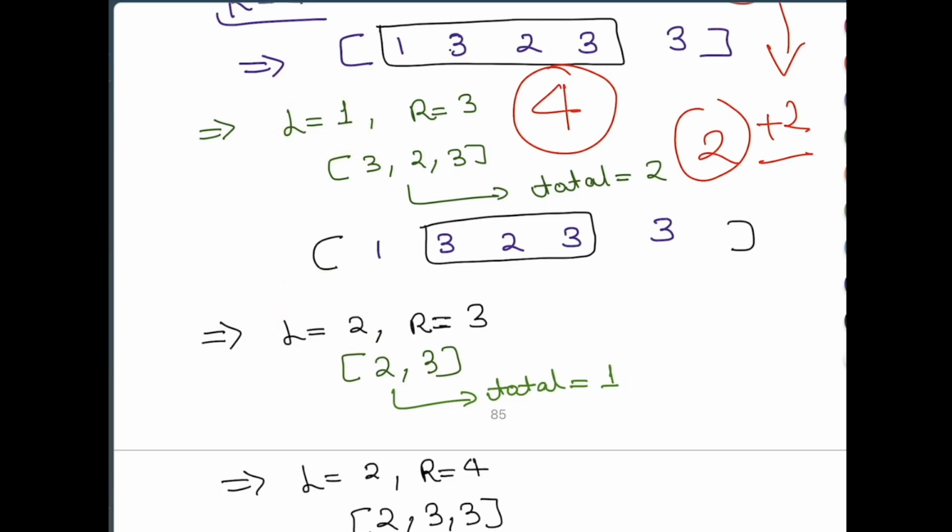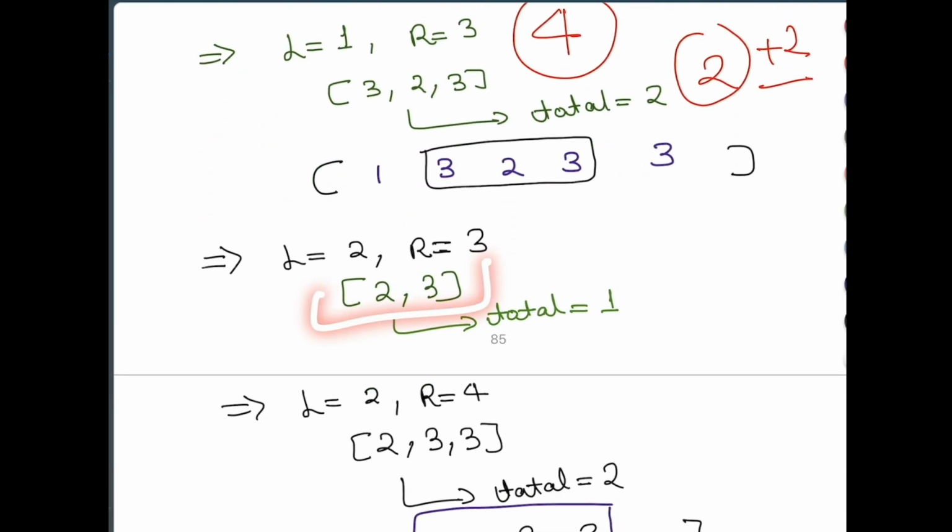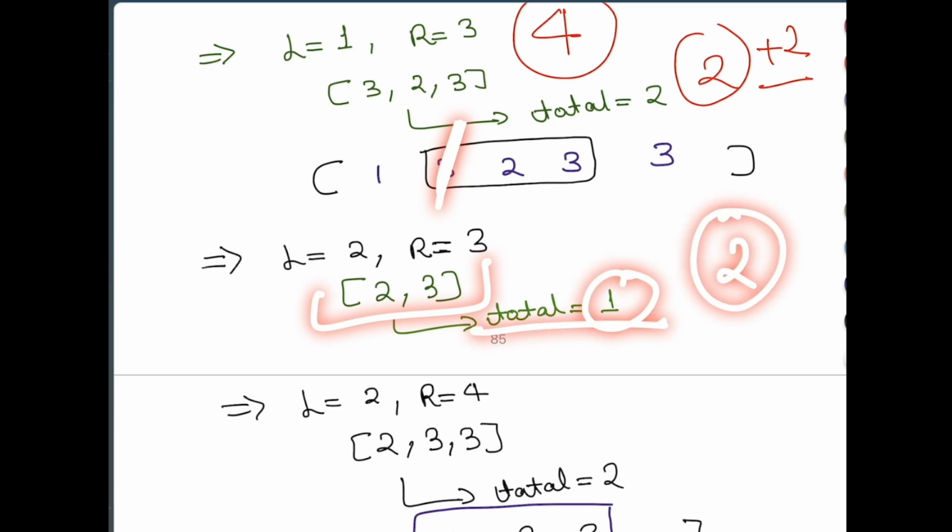So now the subarray is 2, 3, right? This is L, this is R, this is 2, this is 3. So the subarray is 2, 3. We just removed an element 3, so the total will decrease, and that is equal to 1 now. We need at least 2 3s, right? So this is not valid.